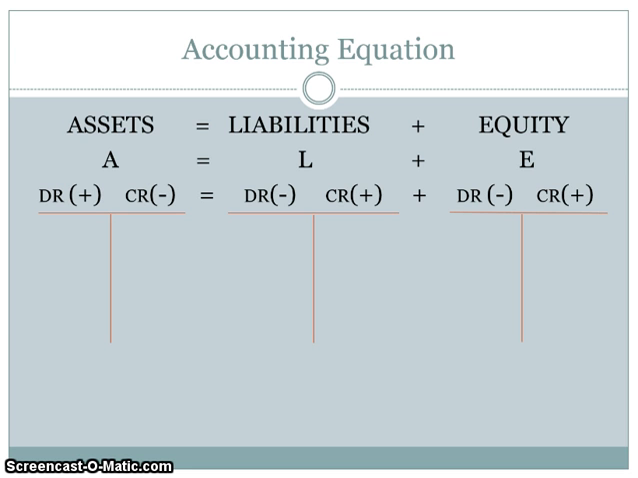Now when we apply the debits and credits to the accounting equation, we note that debit is always on the left and credit is always on the right. However, for assets, debits are increases and credits are decreases. For liabilities and equity, debits are decreases and credits are increases.